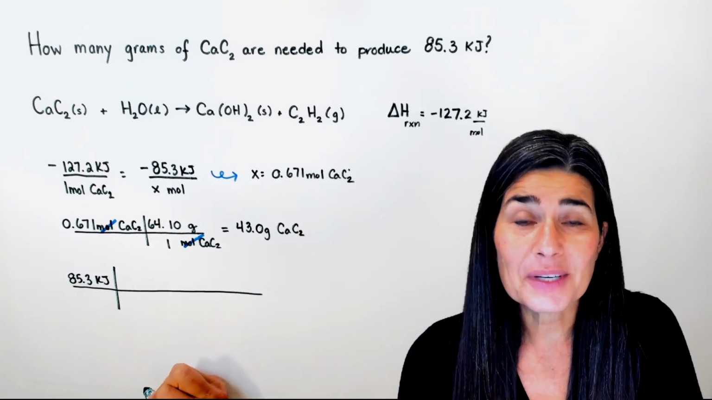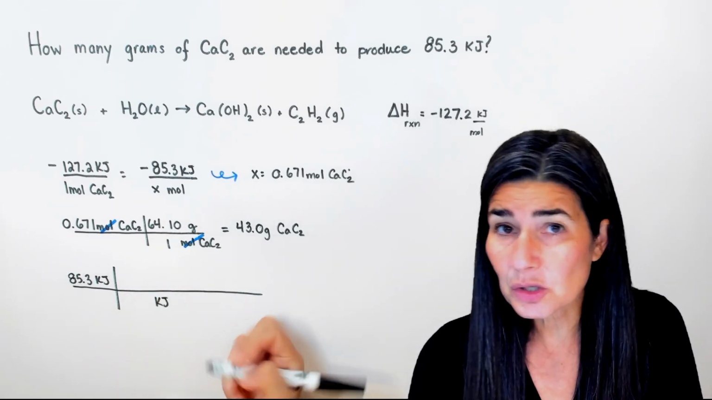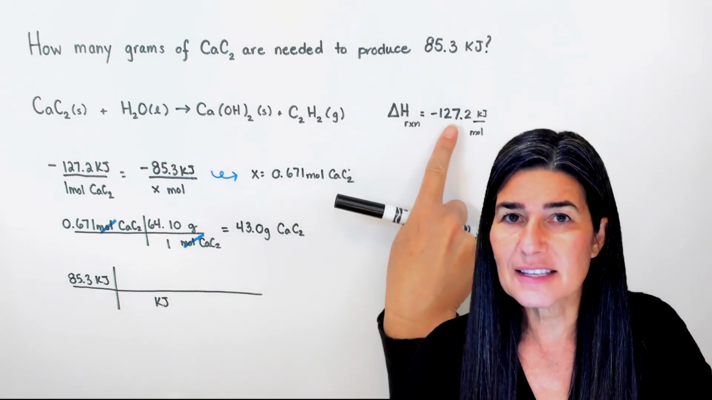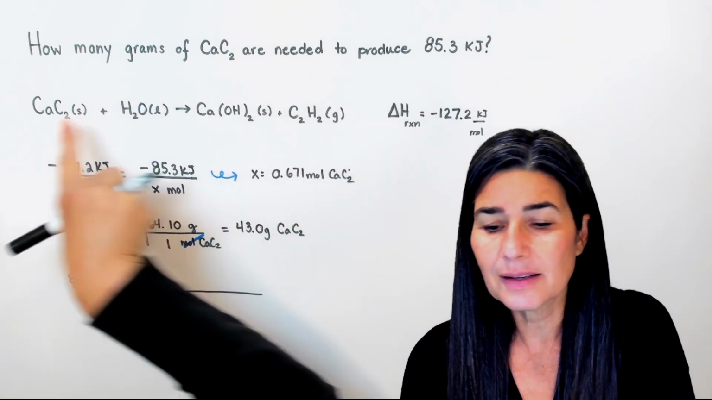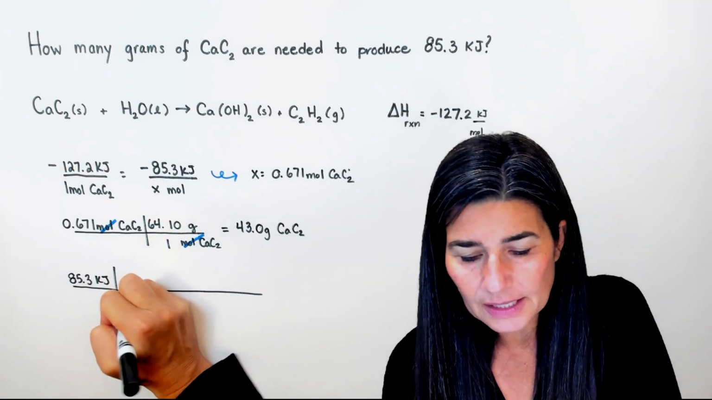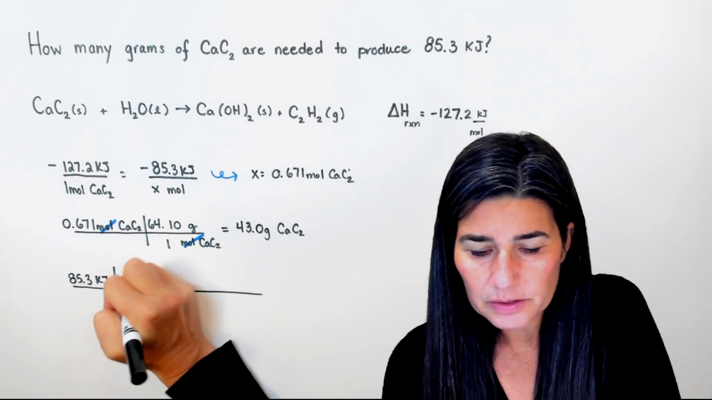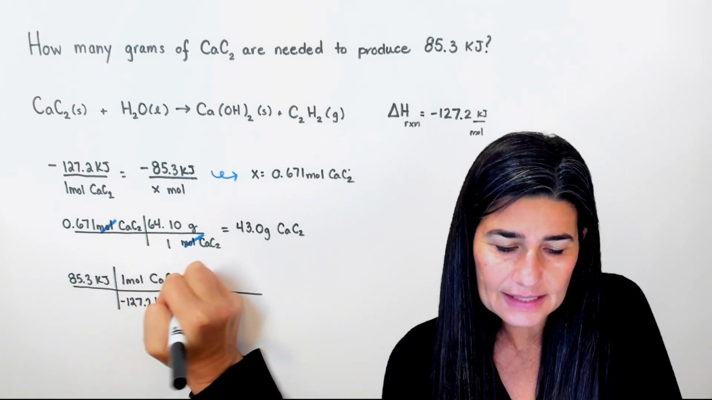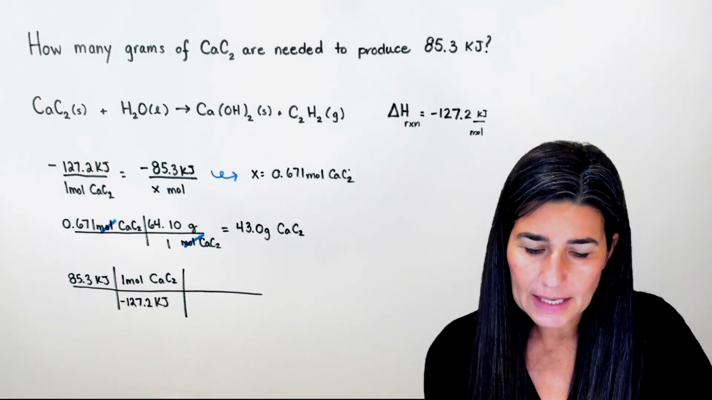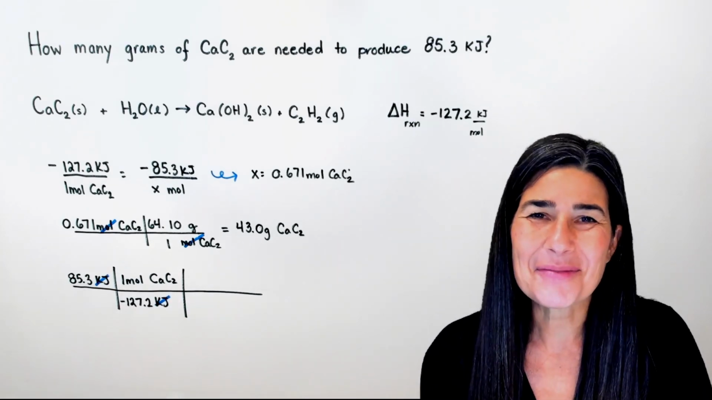Then I'm going to draw my dimensional analysis chart. I want to get rid of kilojoules, so I'm going to put that below. What can I go to from kilojoules? Well, I know it's negative 127.2 kilojoules for 1 mole. So that's the relationship. Negative 127.2 kilojoules for every 1 mole of CaC2. All right, my kilojoules are going to cancel out. Cancel, cancel. Now I'm left with moles.